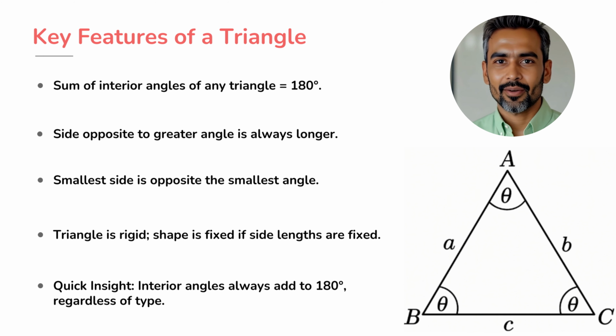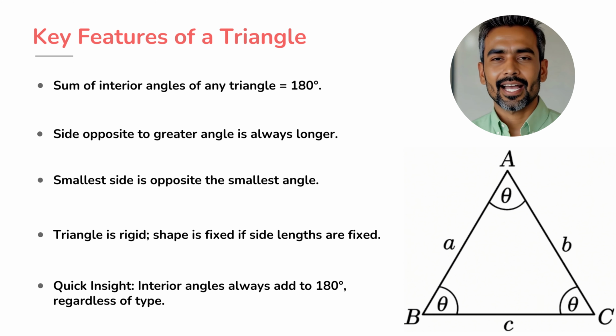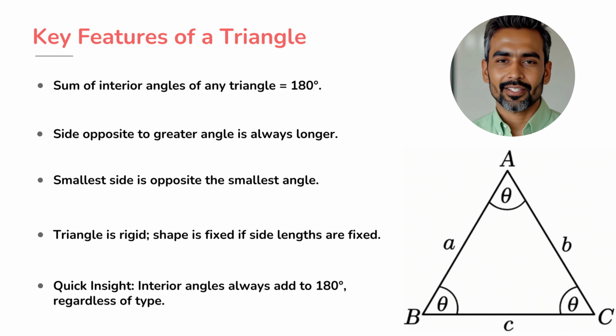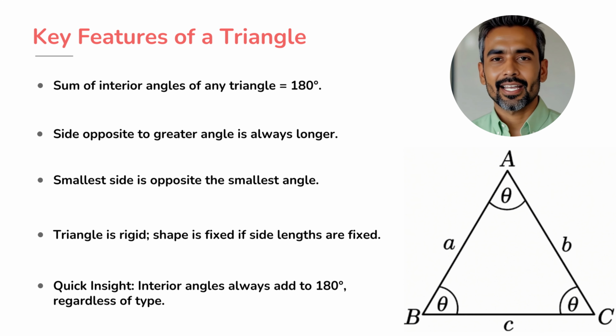Now, let's talk about some fascinating properties of triangles. First, the most famous one, the sum of the three interior angles of any triangle is always equal to 180 degrees. In other words, angle A plus angle B plus angle C equals 180 degrees. Second, in a triangle, the side opposite to the greater angle is always the longer side. That makes sense. A bigger opening needs a longer side to connect it. Third, the smallest side is always opposite the smallest angle.